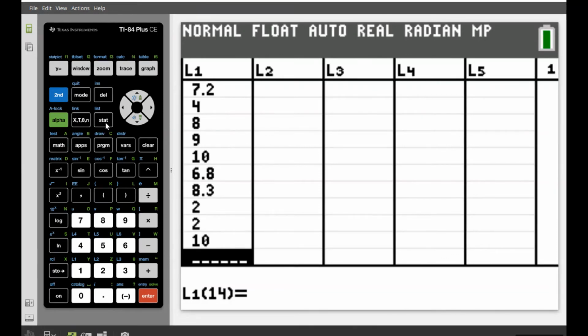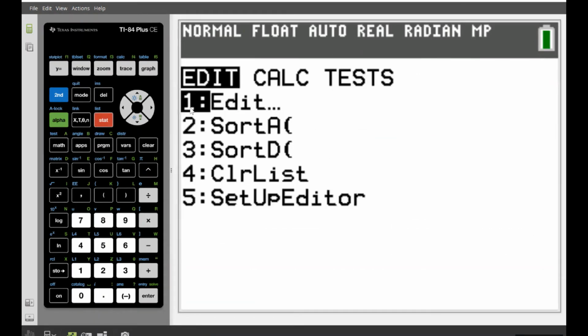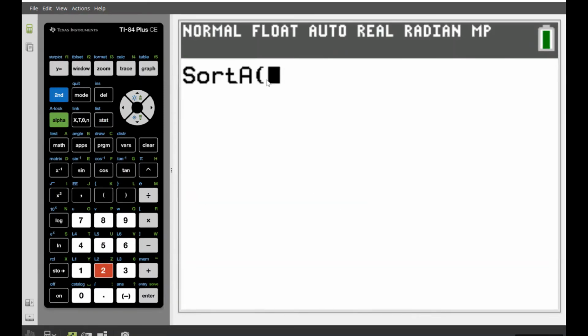In order to arrange the data, just give me a second. Let me find that first because I kind of forget. Okay, in order to arrange that data, go to stat. And then here in number 2, it says sort in ascending order. So go to number 2 and hit that. It says sort in ascending order.